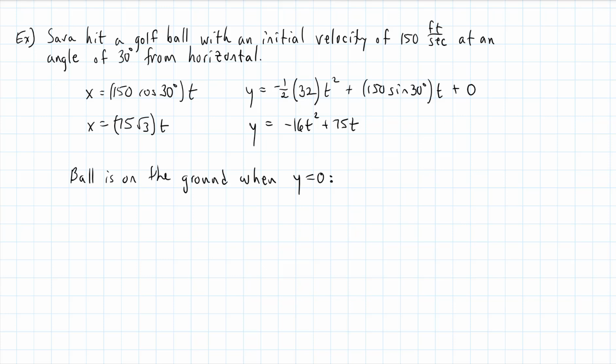So 0 equals negative 16t squared plus 75t. That's a quadratic. You can just factor out t to solve it. And you're going to get t equals 0, but that makes sense because at the beginning, when time is 0, the ball's just sitting on the ground because Sarah hasn't hit the ball yet. But it's also on the ground 75/16 seconds later.